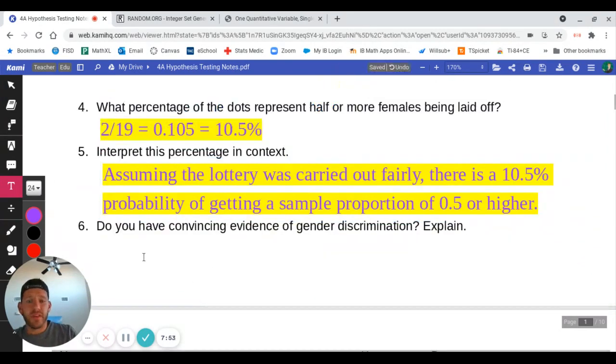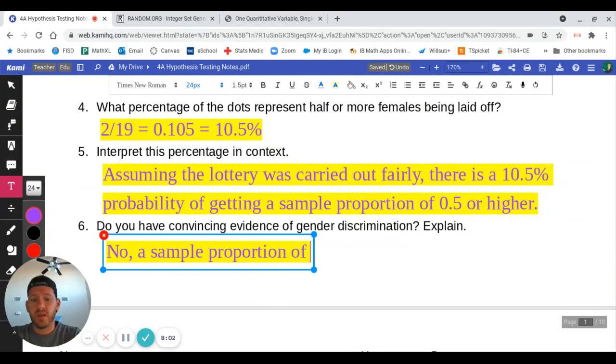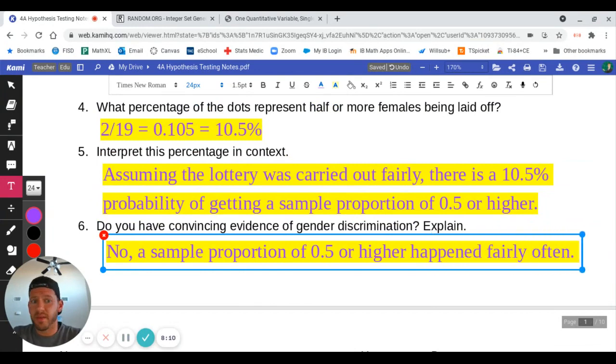So do we have convincing evidence of gender discrimination? And we can say no, a sample proportion of 0.5 or higher happened fairly often. I know 2 out of 19 might not seem fairly often, but if we're doing that 100 times, it's going to happen 10 or so times out of the 100.